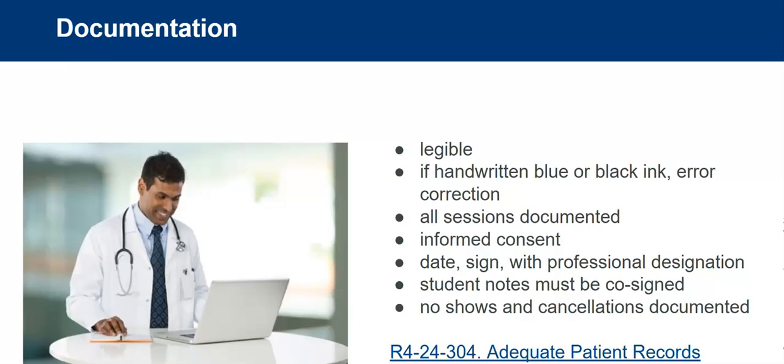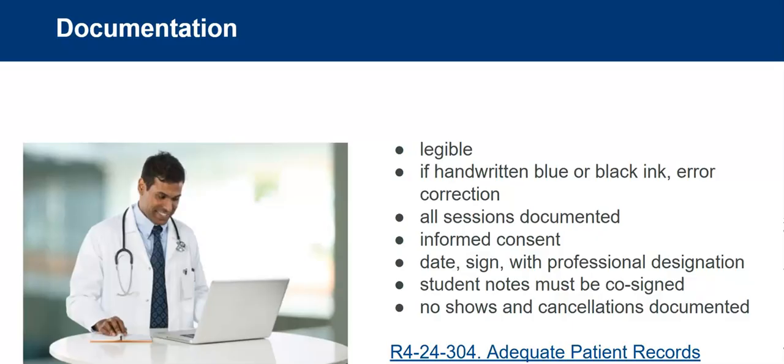So what do we need to make sure we're doing when we document? Well, we need to make sure it's legible, especially if we're doing handwritten documentation. It needs to be in blue and black ink, and errors need to be corrected properly, meaning if it's written, one line through, initial and date with the corrected word above that crossed out line. We need to make sure that everything's documented, meaning all sessions. We need to make sure that informed consent is documented, meaning that we have put into our note that the patient agreed to getting treatment.